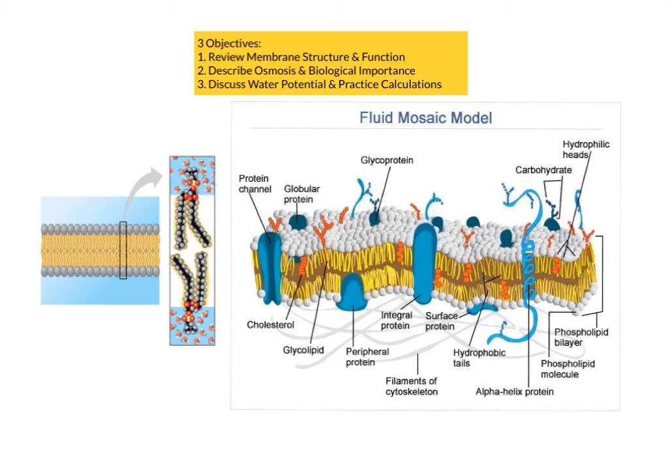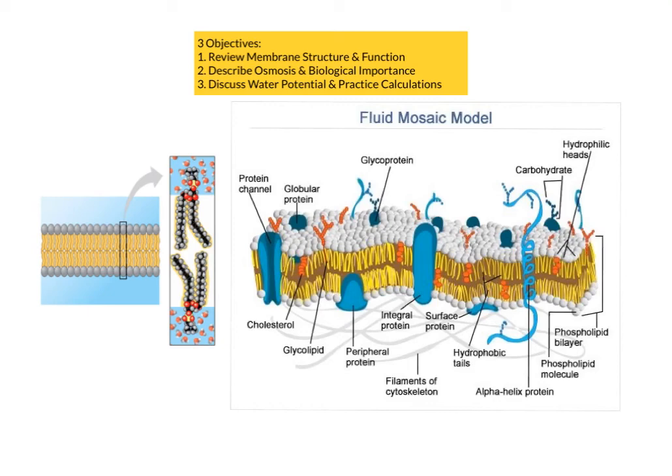The second thing I want to do is describe a process called osmosis, which connects heavily with the membrane and its properties. And we're going to talk about its biological importance as well. And then third, I want to discuss water potential and some practice calculations. This deals heavily with osmosis, and we're going to be doing a lot of calculations in some of our virtual labs dealing with this, so we'll get some practice with that as well.